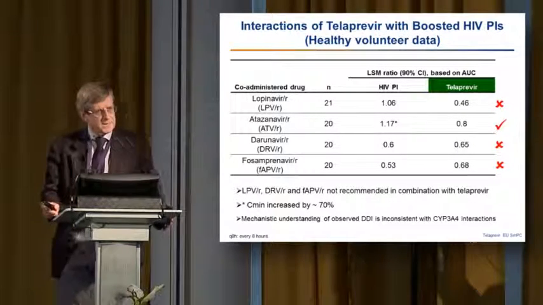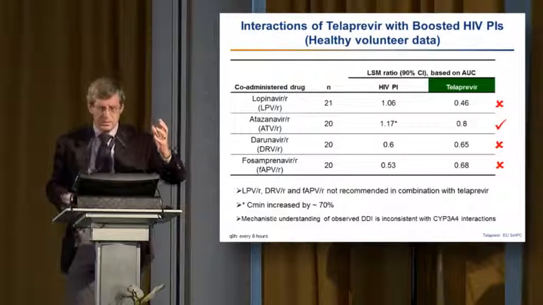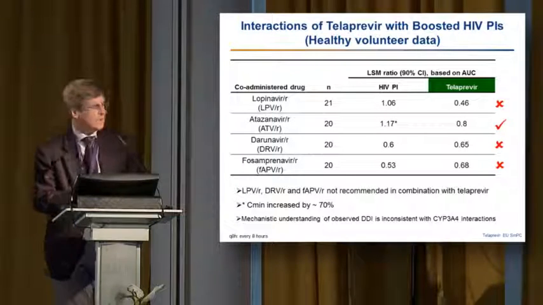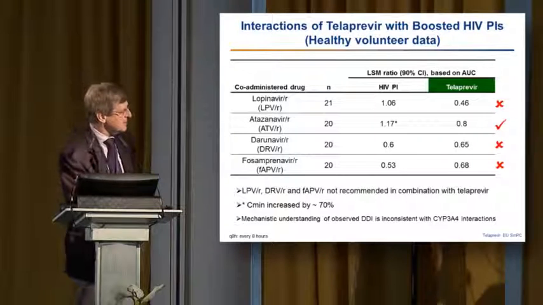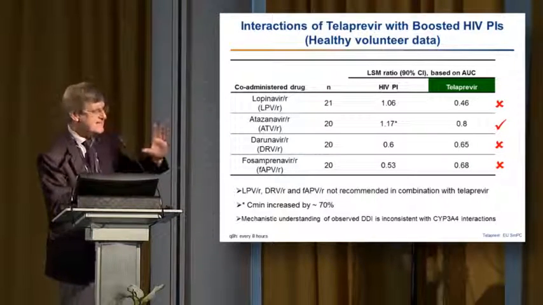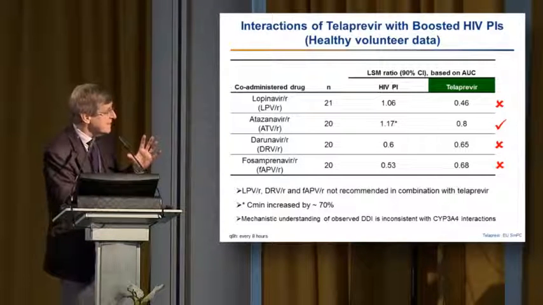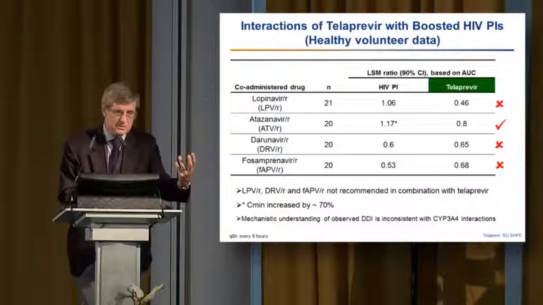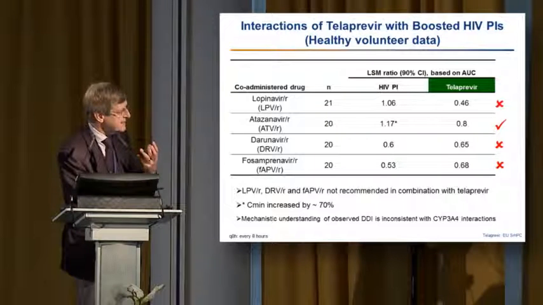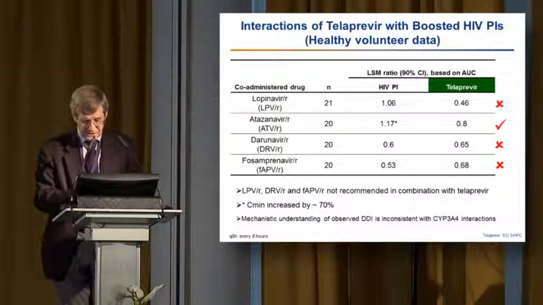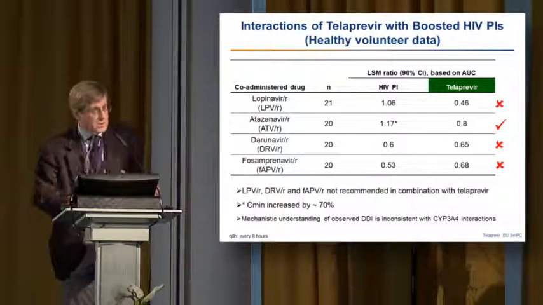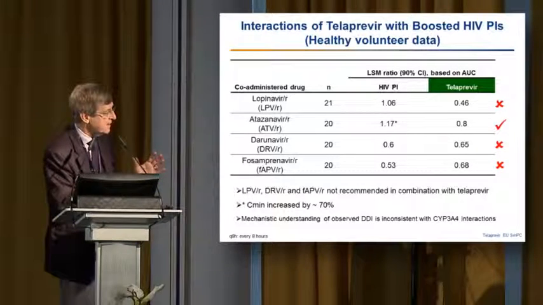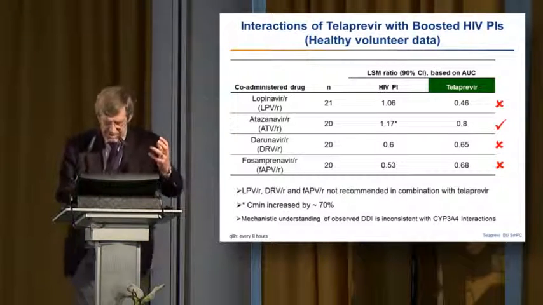What we were surprised about were the interactions, and I think Magnus will go into it more tomorrow, so I just want to mention it, with the boosted HIV protease inhibitors, where we had a decrease in concentration. For example, of darunavir, this is a least square median ratio of the HIV drug, which went down by 40%, and telaprevir also went down in terms of its concentration in each of these boosted HIV drugs. So we had to say it's not recommended to co-administer these boosted protease inhibitors with telaprevir, apart from atazanavir, where the interaction is less.